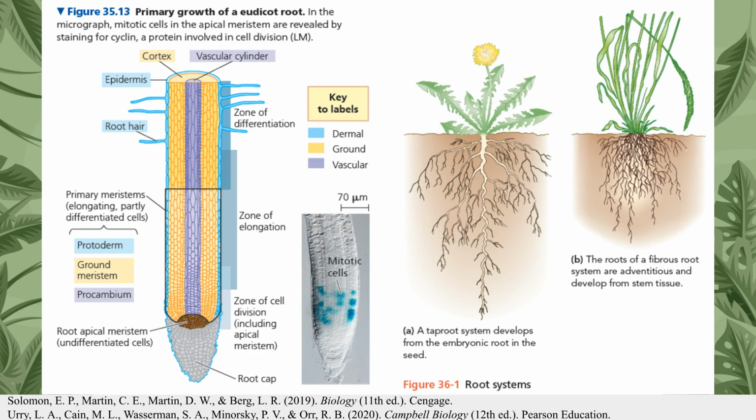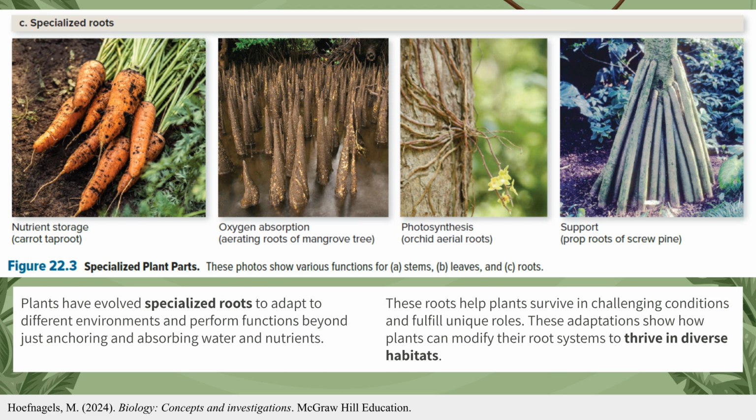The right diagram compares root systems. A taproot system has one main root from the embryo, while a fibrous root system has many thin roots that arise from stems. Both function in absorption and anchorage. These specialized roots illustrate how plant structures evolve in response to environmental pressures. Through modification of the same basic organ, plants can colonize deserts, wetlands, forests, and nutrient-poor soils.